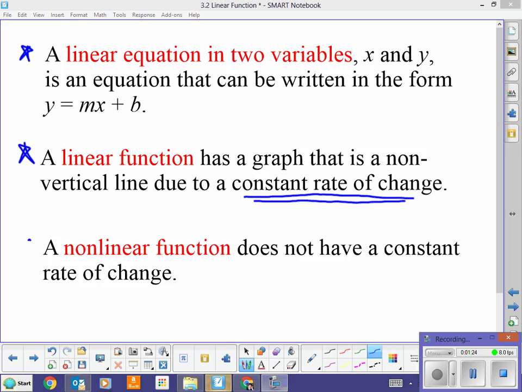And then finally, a nonlinear function. It does not have a constant rate of change, so it's not going to be a straight line. Linear functions are straight lines, nonlinears are not straight lines. And it has to do with this constant rate of change. So get these in your notes. Pause the video if you need to catch up. Otherwise, I'm moving on right here. So pause it, and I'll catch you later.